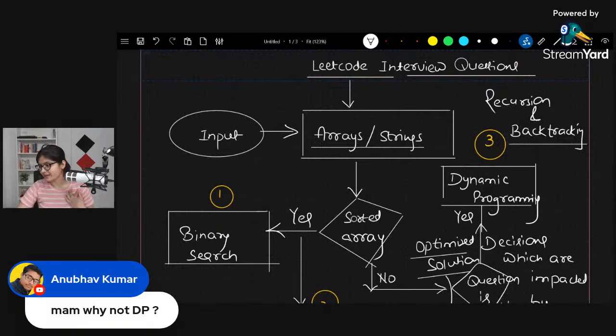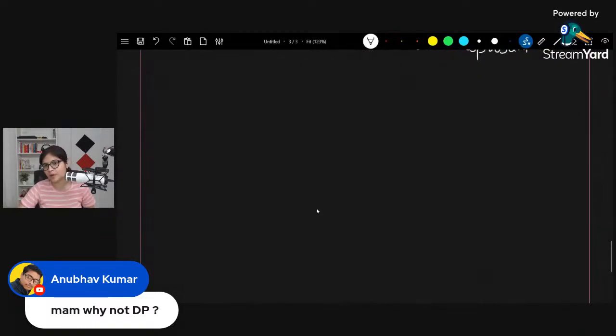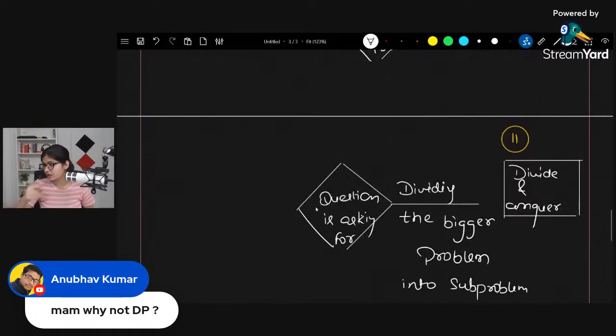Why not DP? See, DP is only useful when you have a problem of overlapping subproblems. What is the meaning of that? The simple meaning is that you are trying to solve the same function calls. Recomputation is done on the same function calls. That's why DP came into the picture. We can't use DP in every scenario.